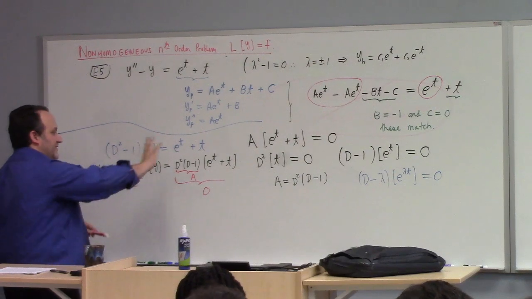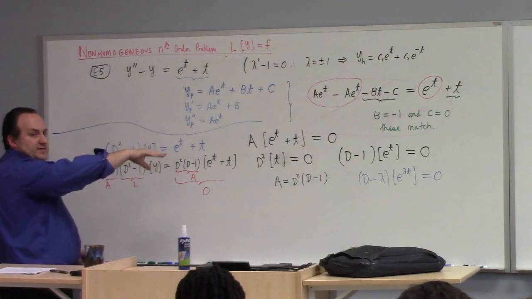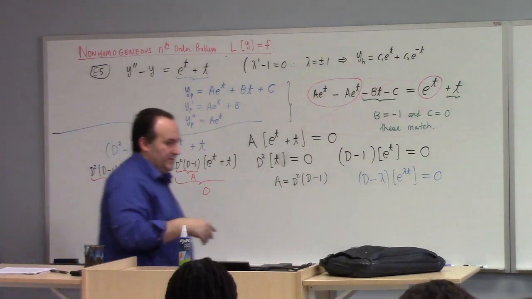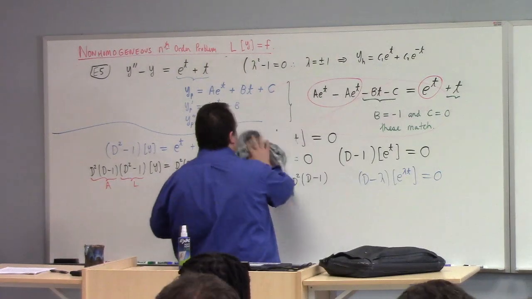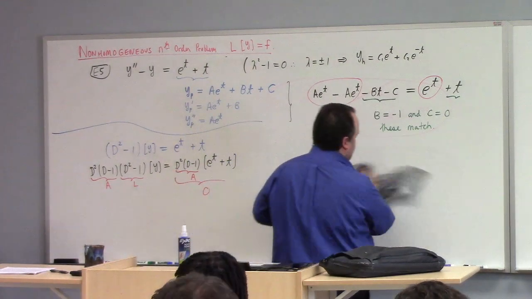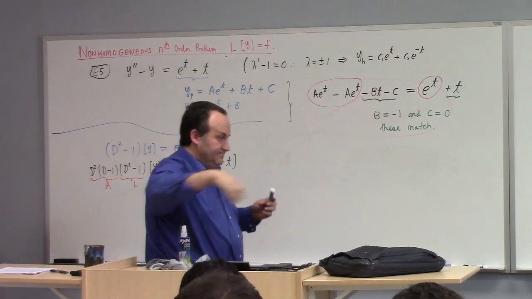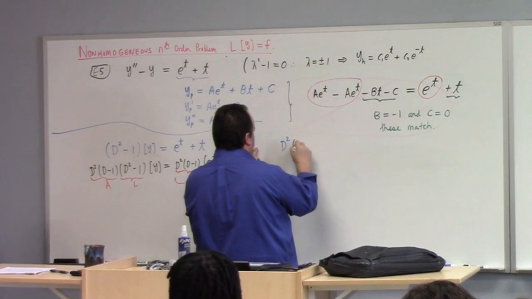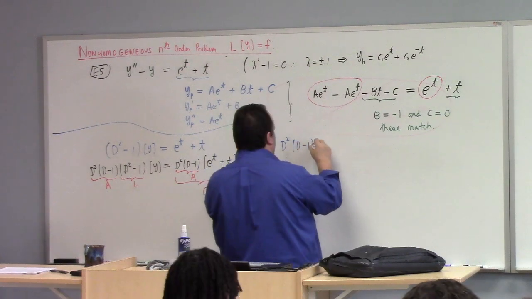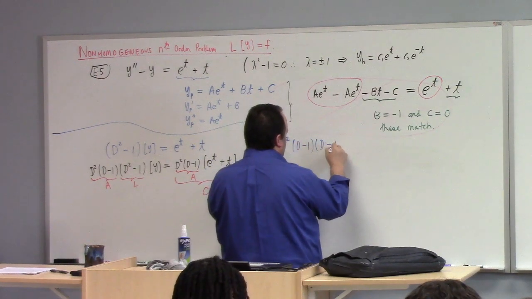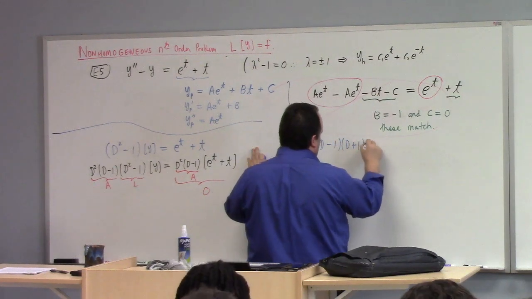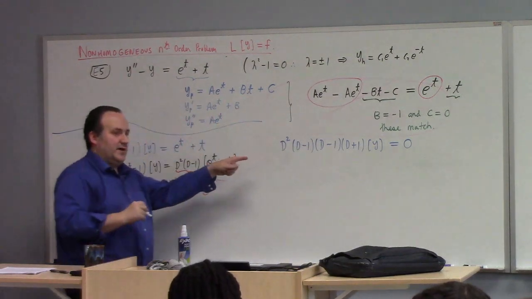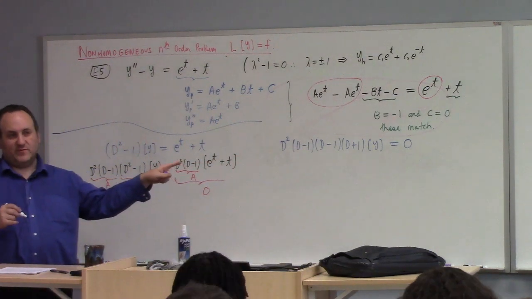Now, if you don't mind, I'm going to erase the derivation of the annihilator stuff. I'm going to work up here where you guys can see me. So what we got is d squared times d minus 1, that was the annihilator. I'm going to factor that: d squared minus 1 becomes d minus 1 times d plus 1, acting on y equals 0. Wait a second. We know how to solve that. That's a homogeneous problem, isn't it?